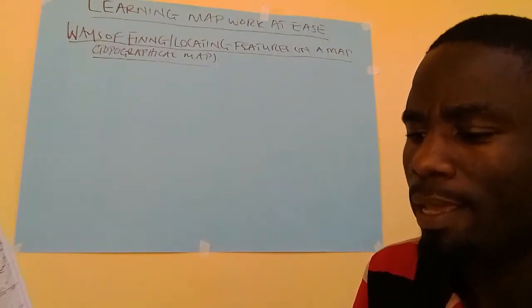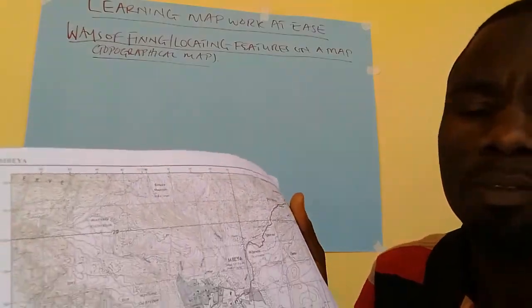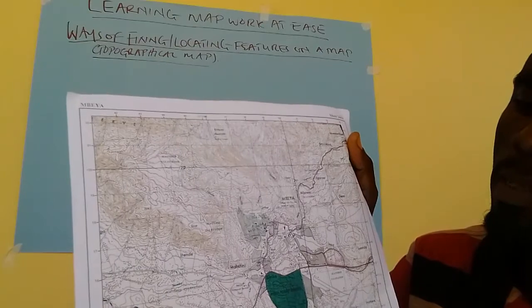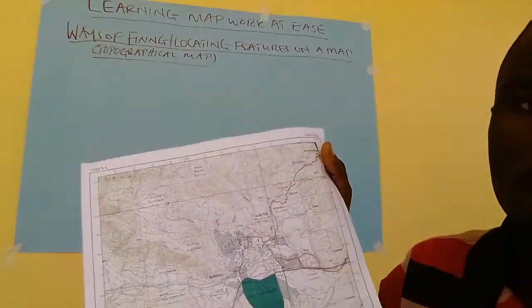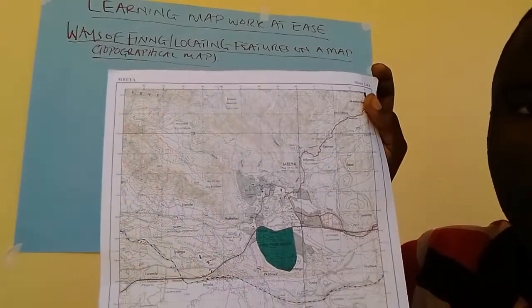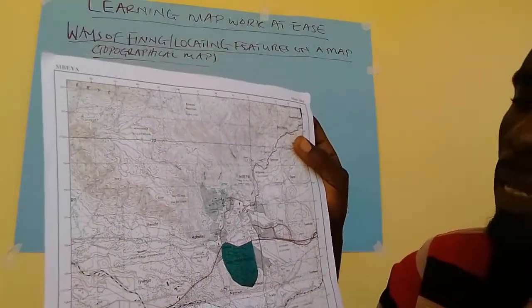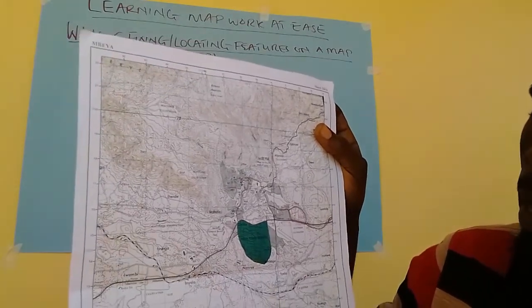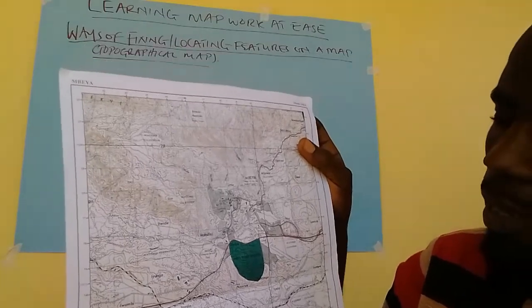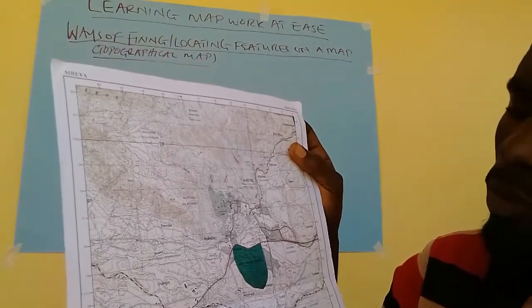...is a map that is drawn showing both horizontal distance and vertical distance. In other words, that is a map that is drawn showing both relief features and man-made features. A map that is drawn considering the relief of the area and considering the man-made features. So relief is vertical distance and horizontal distance, those are man-made features.